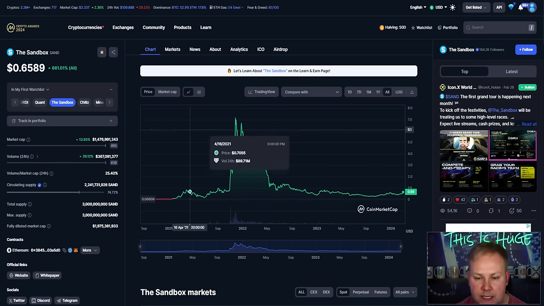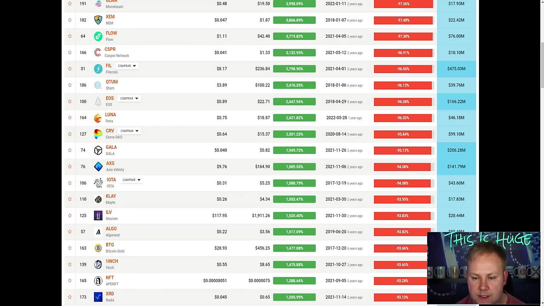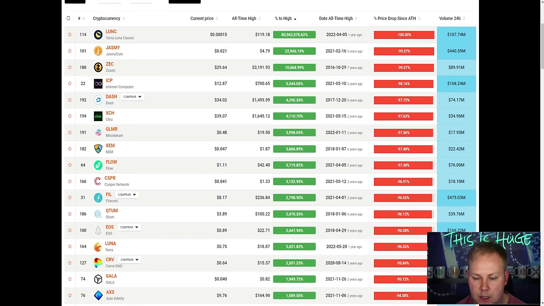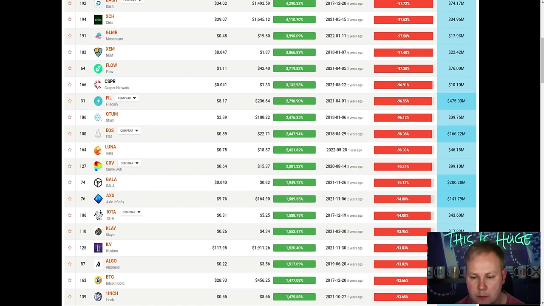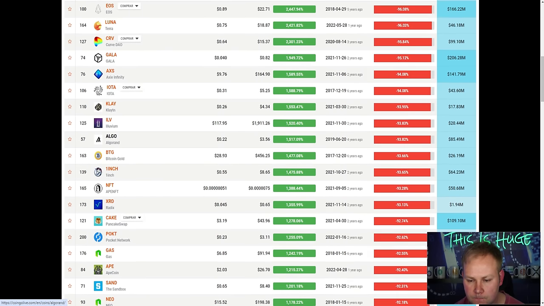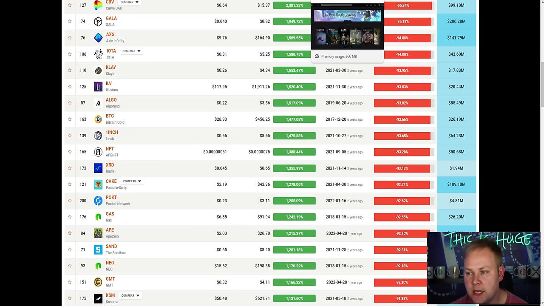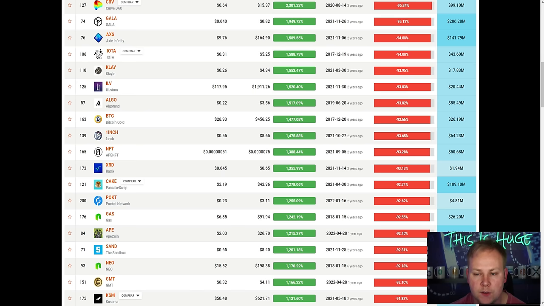2024, 2025, I think we can see something like this with Sandbox. If we go back over here, Sandbox would have to do, let's see, where are we here? I just had it pulled up, there you go. So Sandbox would have to do a 12x to be back to its prior all-time high. So still a lot of upside potential. Sandbox continues to grow. You look at Gala, same thing. Gala would almost do another 20x from where it is right now.